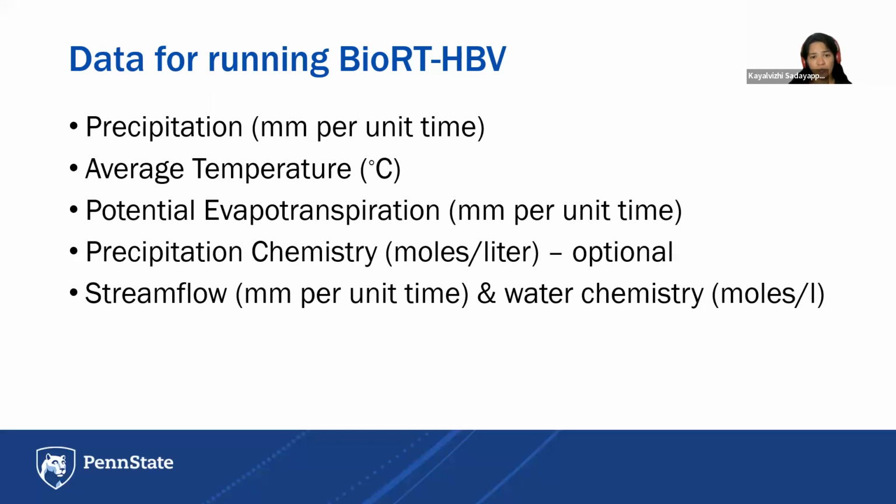USGS is a good source of both streamflow as well as water chemistry data. In addition, the Critical Zone Network and Long-Term Ecological Research Site Network may also have the streamflow and water chemistry data for catchments across US.